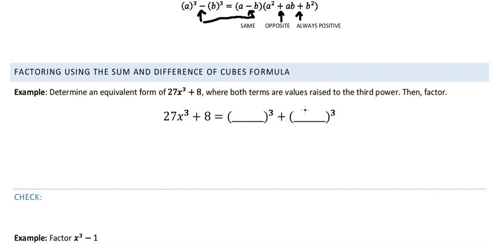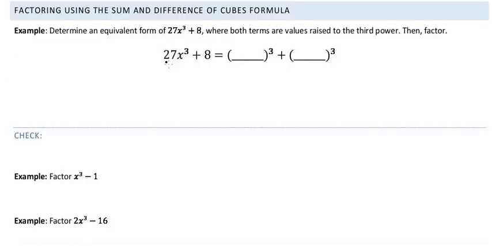So let's try this in action. Here we have a binomial. Now notice from our list above, 27 and 8 are perfect cubes, so I already have an idea that I might be factoring this as a sum of cubes because it's a plus. So the first question I'd ask myself is, can I write 27x cubed as something cubed? So 3 cubed would be 27, and x cubed would be x cubed. So 27x cubed is the same as saying (3x) cubed. Let's move on to the 8. What cubed is 8? Well, 2 cubed is 8.